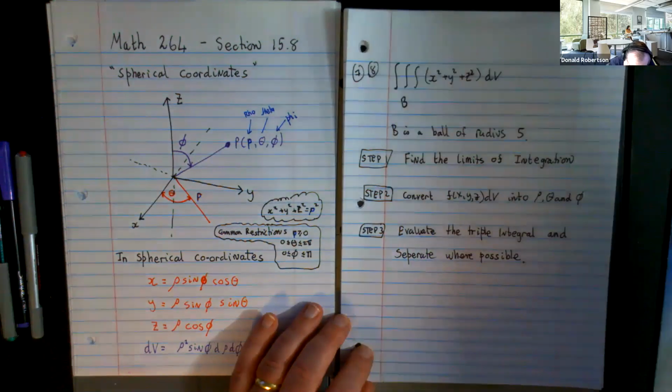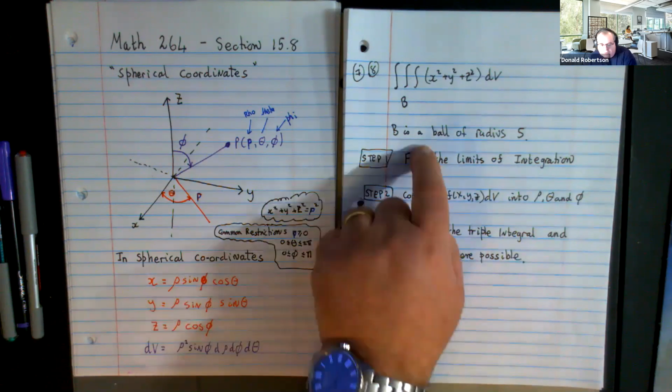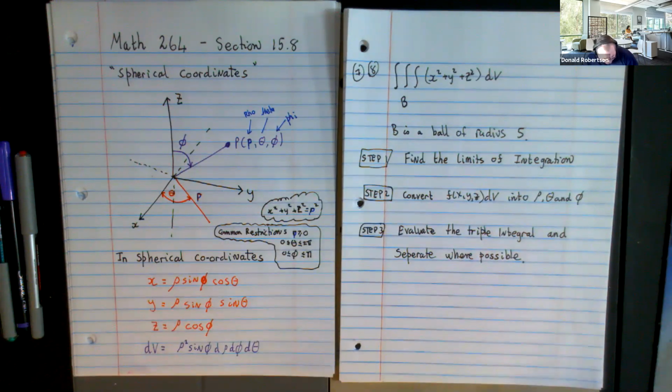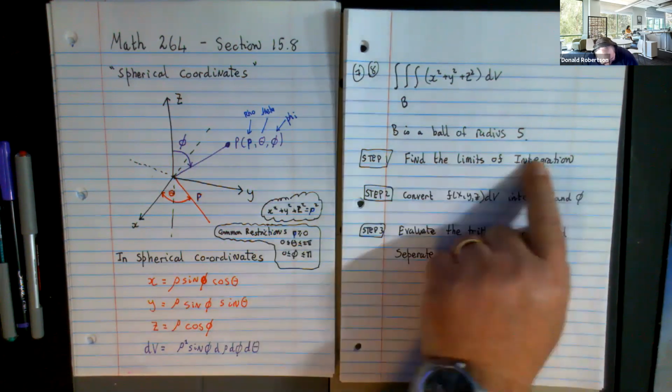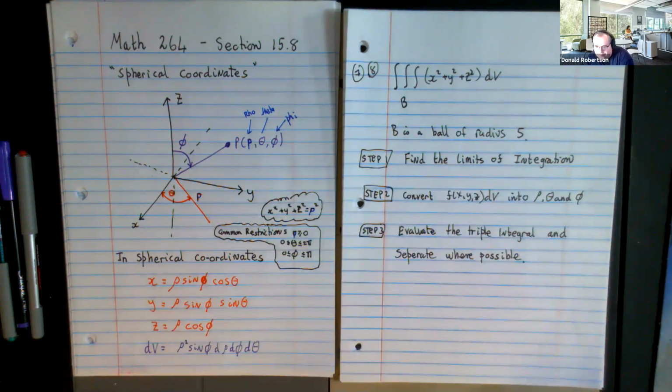By that, I mean you're really only going to use spherical coordinates if the region that you're integrating your triple integral over has something to do with a sphere. It's spherical in some way. So we've got a little hit list of how you would approach the question. The most important part is step one. If you get step one right, you've pretty much broken the back of the question, in my opinion.